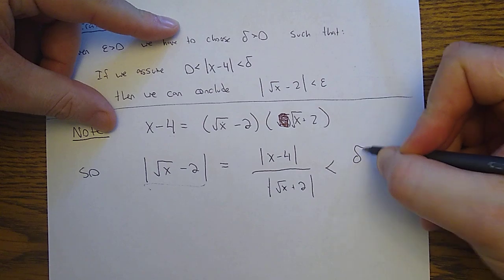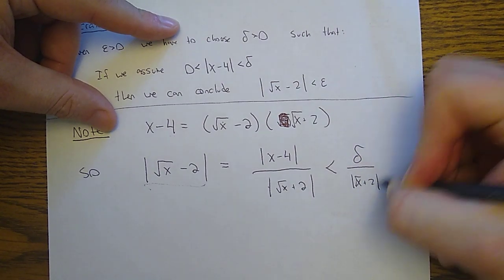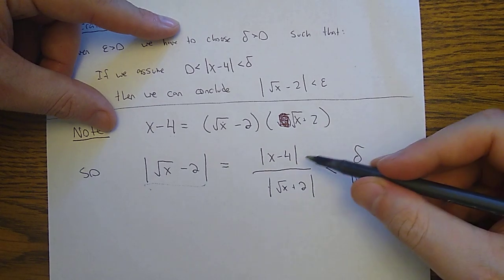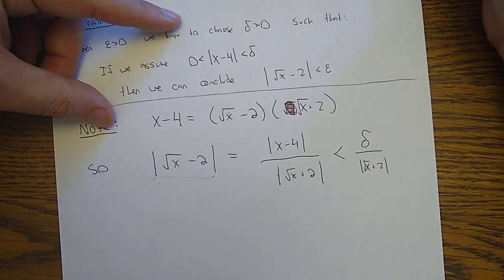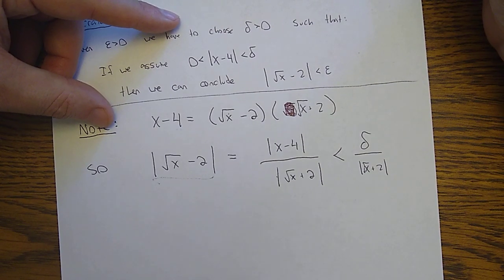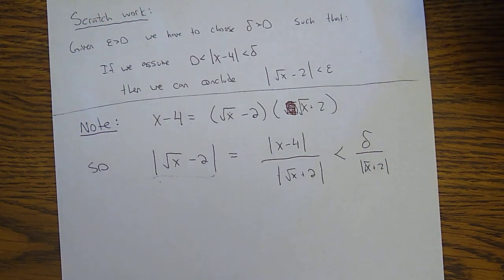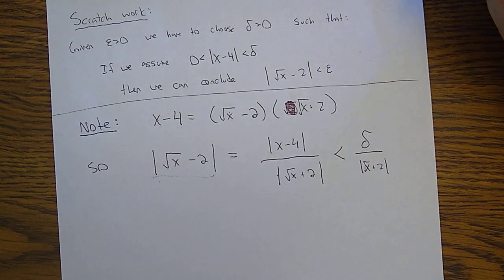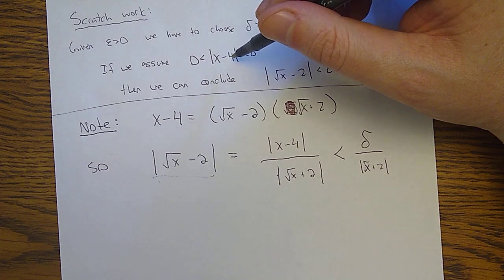So maybe I can just write a delta here, and I still don't know what to do with the bottom. But I'll have to figure something out to do with the bottom. We're going to take care of this with a trick that's similar to what we did before. We're just going to assume, very roughly speaking, that x is fairly close to 4.